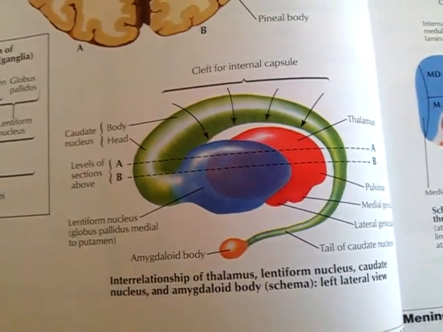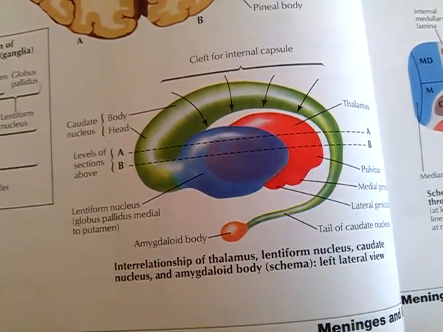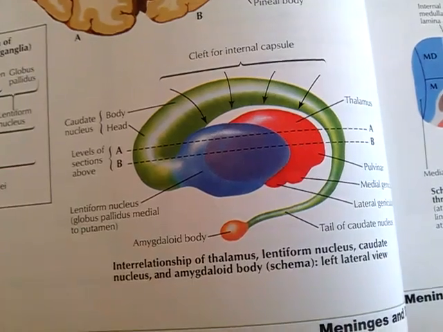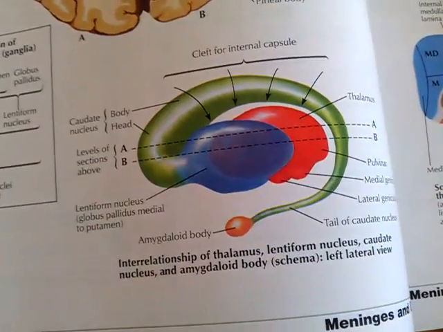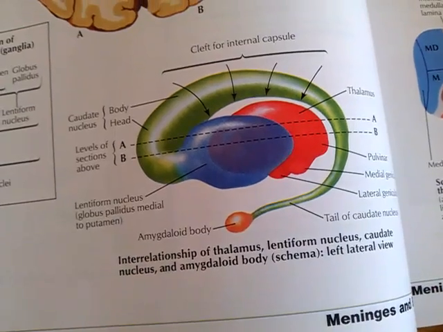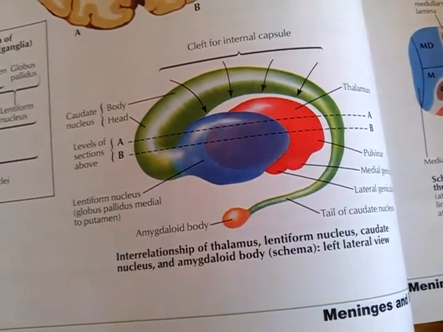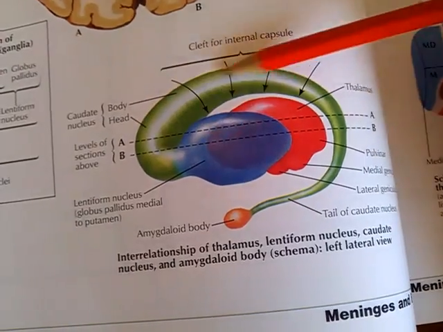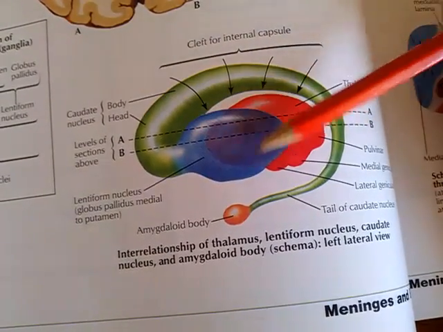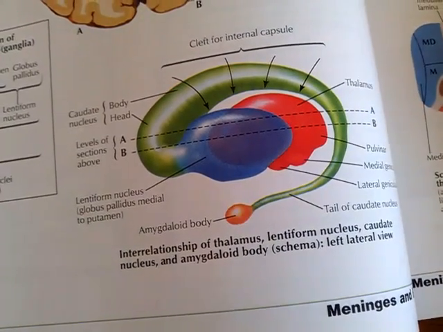Question 116. Basal nuclei and their connections. The basal nuclei are grey matter embedded into white matter hemispheres, and they are important components of the extrapyramidal motor system and belong to subcortical motor centers. We have the caudate nucleus and the lentiform nucleus. This is the thalamus, but not a basal nucleus.